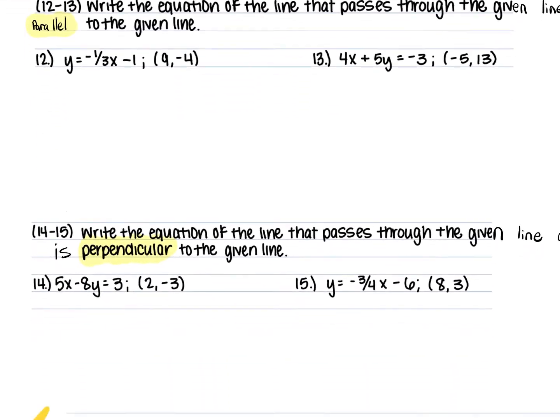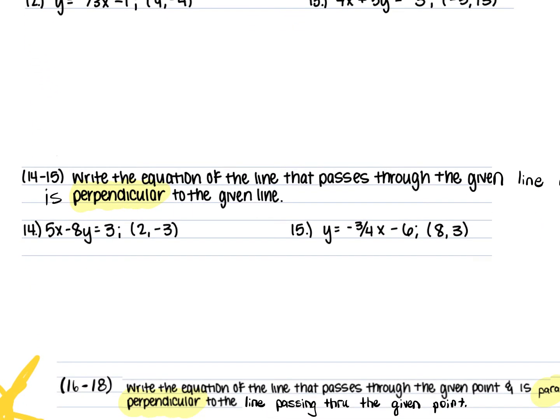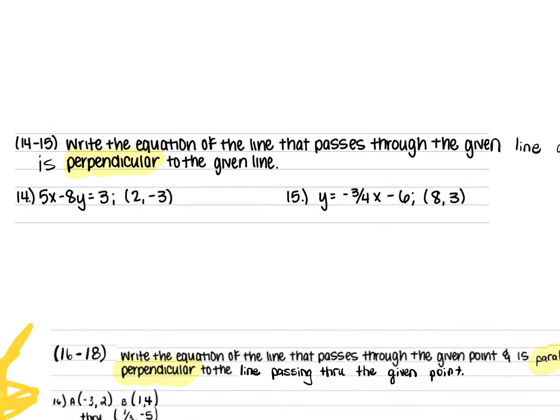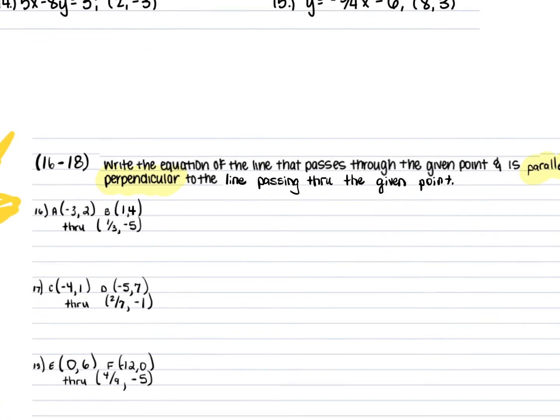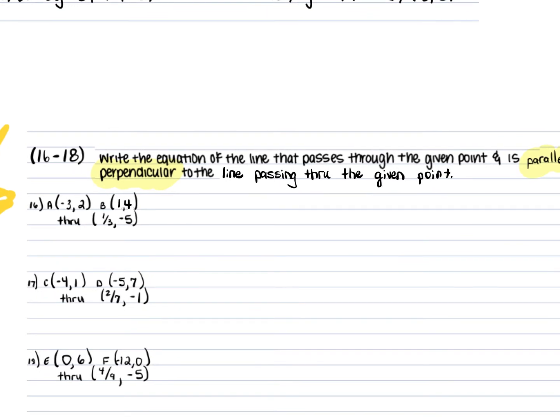When I look at 14 to 15, I want a line that is perpendicular. What does that mean? Opposite sign, reciprocal is your slope. So it's going to be the opposite reciprocal. So you'll have a question. Every version will have a question similar to 16, 17, 18.